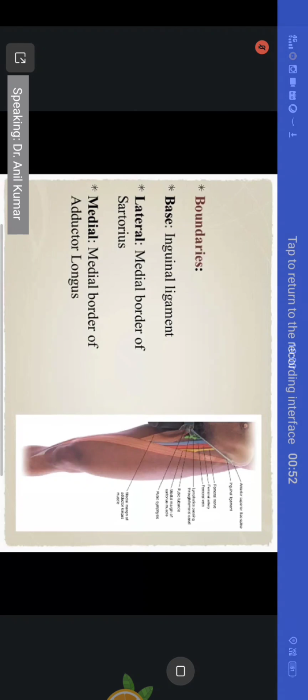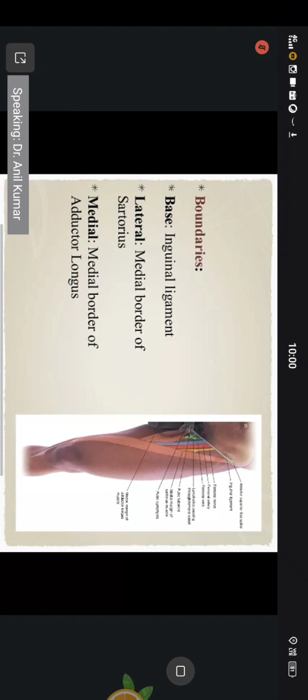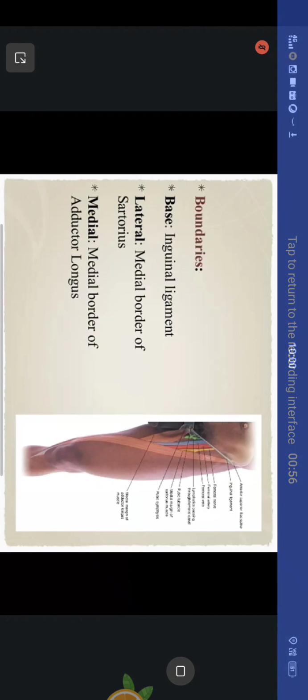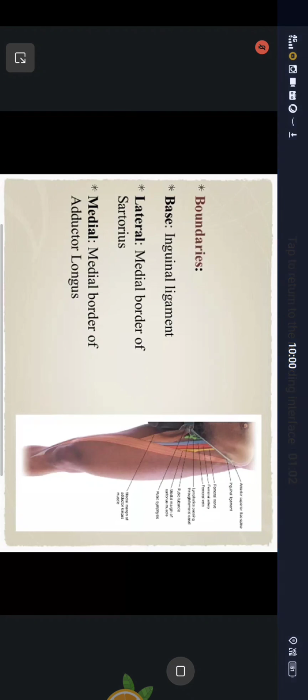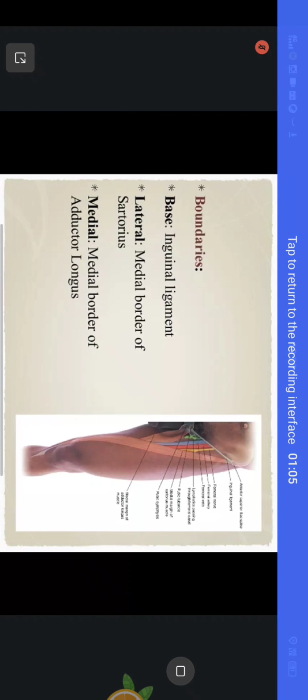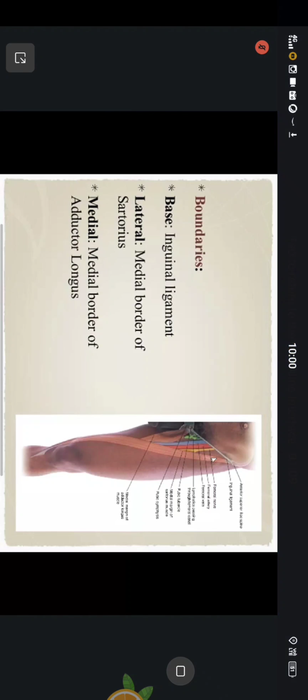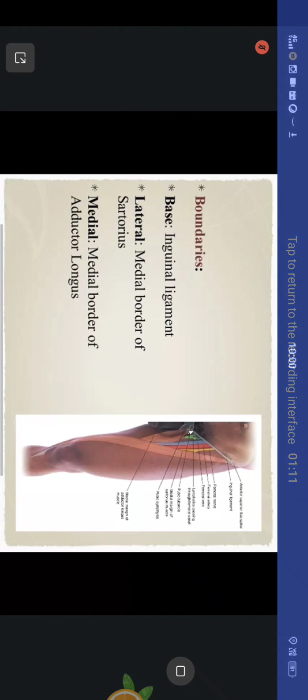Like that, it has a medial boundary and a lateral boundary as well as an apex. Because it is a triangular space, it will have an apex and a base. Apex will be pointed whereas base will be broad. Base is formed by the inguinal ligament in the upper part. This is the inguinal ligament where I am focusing the cursor.